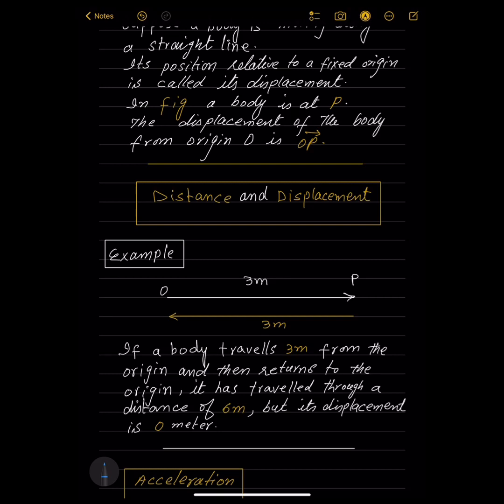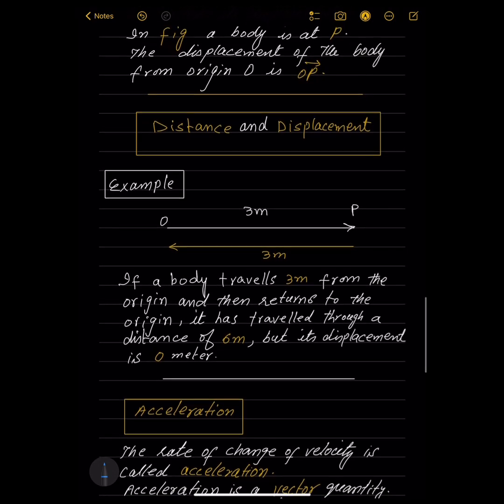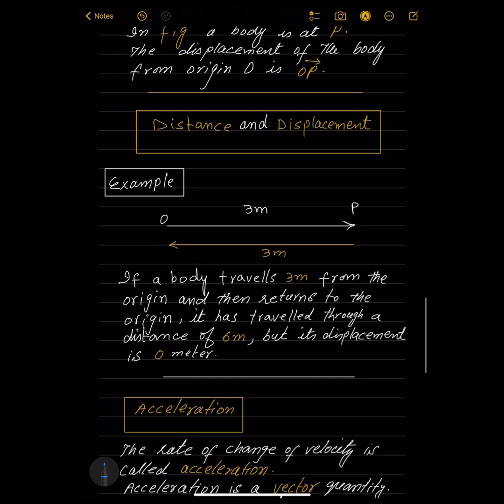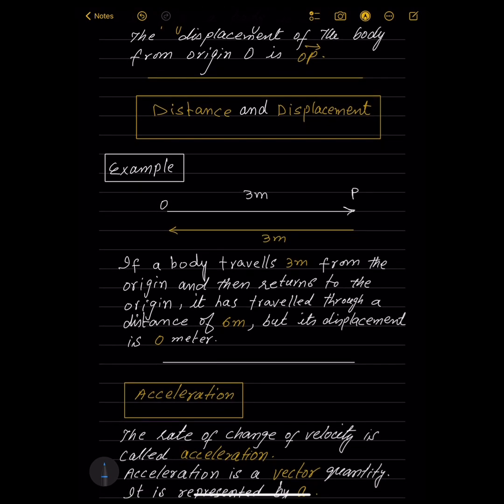There is an example to understand it. Suppose a body travels 3 meters from the origin to P. P is a point. If a body travels 3 meters from the origin O and then returns to the origin, body move कर रही है O से P की तरफ and then returns to the origin.